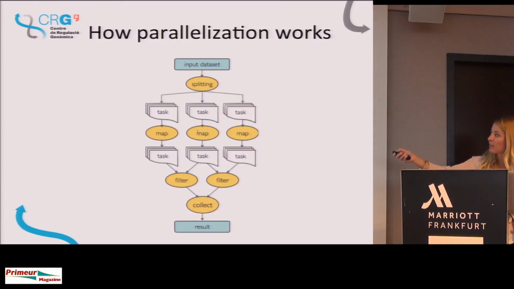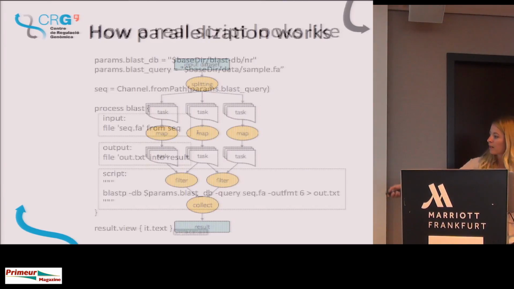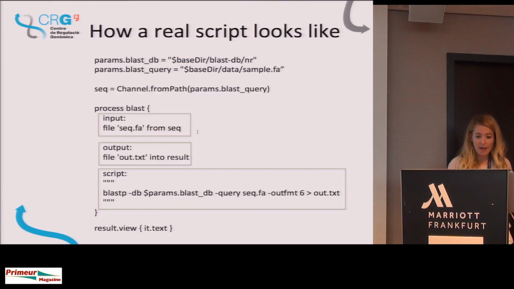So basically, this is how it works. It gets the input data. It does the splitting. It does the task, the map, and again, it collects everything. I'm going a bit fast. So this is how a real script will look. This is a BLAST script. So input, output here, the paths, and the script, but here is just a BLAST call, basically.